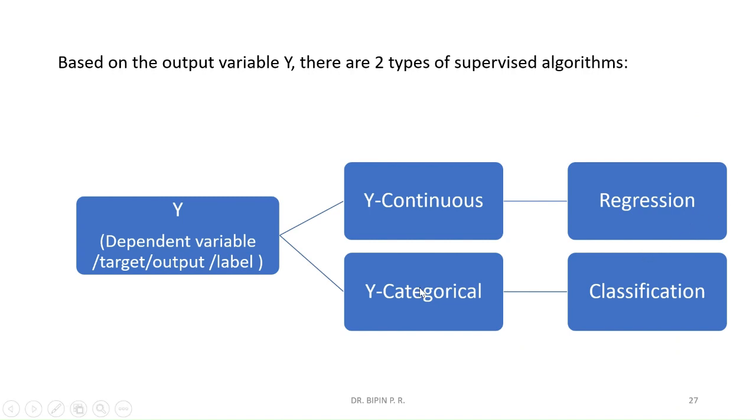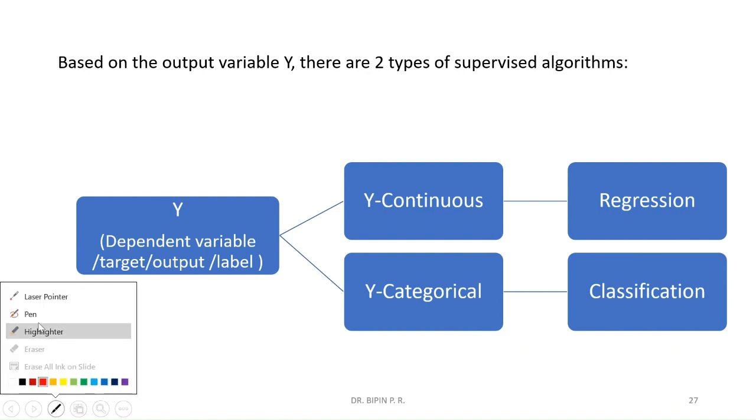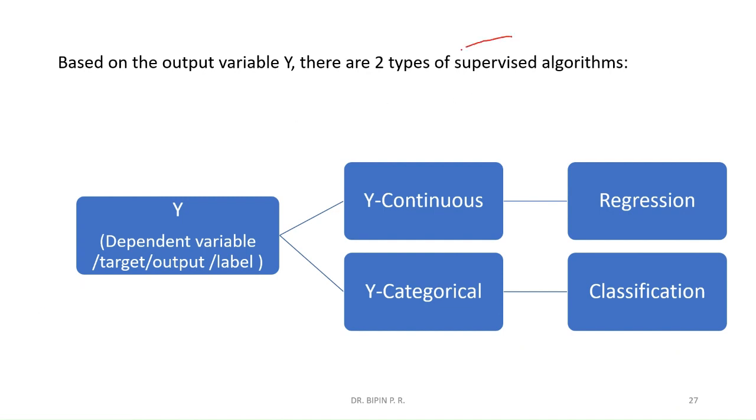That means, I have explained in one of my previous sessions, the supervised type of algorithms can be divided into regression type and classification type based on the target variable or output variable. Okay, so based on the output variable y, we can classify the supervised algorithms into regression type and classification type. Now regression type is when the y is continuous, and classification type is when the y is categorical.